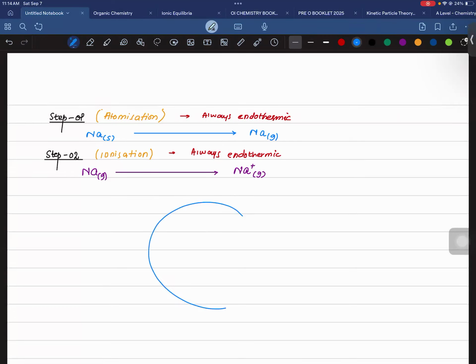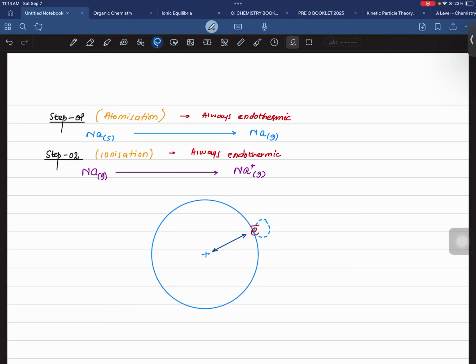See this. This is an atom, and this is a nucleus, right? And this is an electron. The electron is tightly attracted to this nucleus because oppositely charged particles attract each other. And you are going to remove this electron, so it means that you are going away from the nucleus. The nucleus has a force of attraction with this electron. How will the nucleus allow you to take away this electron? Obviously the answer is a big no.